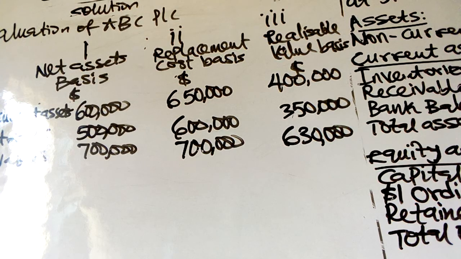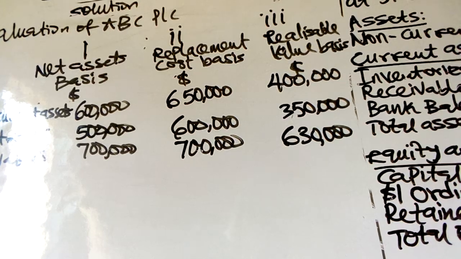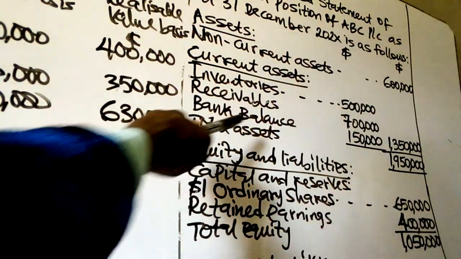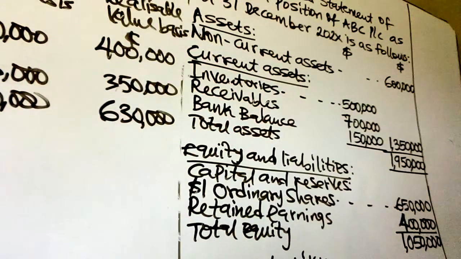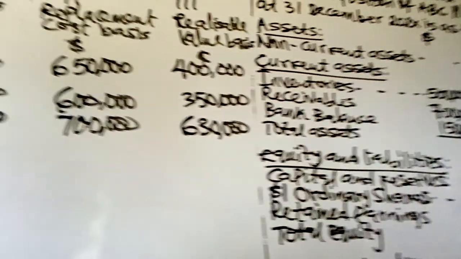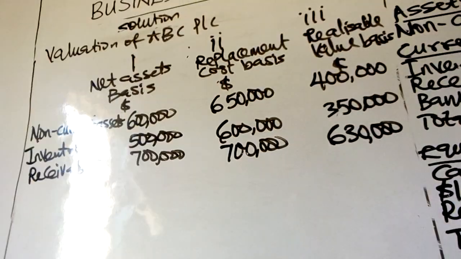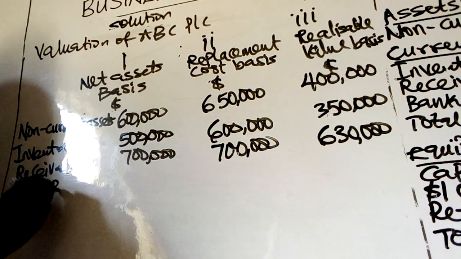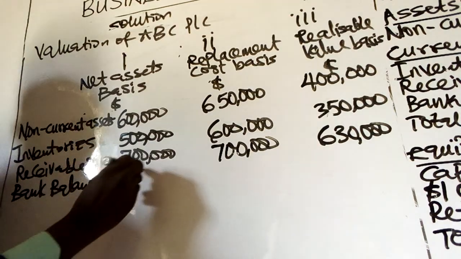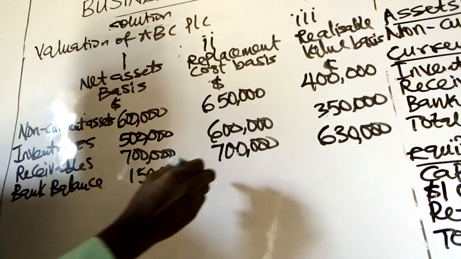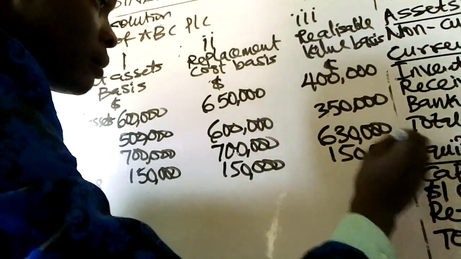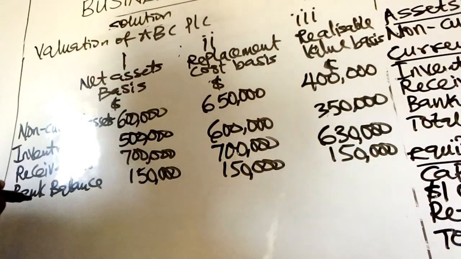Then we also have bank balance, and that is a bank balance of 150,000. You put the bank balance, and that is 150,000. The replacement value will also be 150,000, and the same as the realizable value. So that is all about the assets.